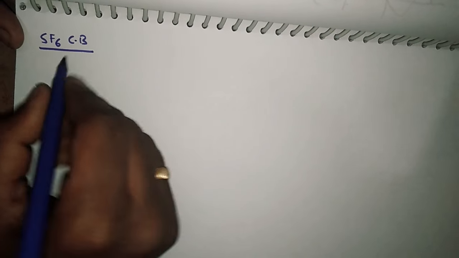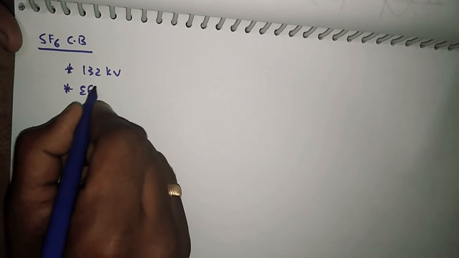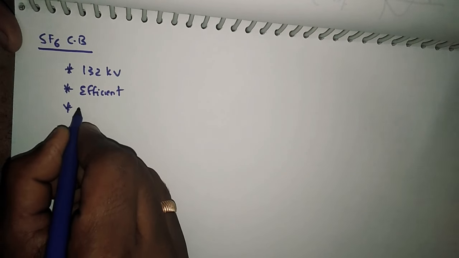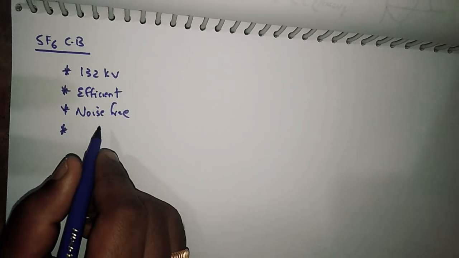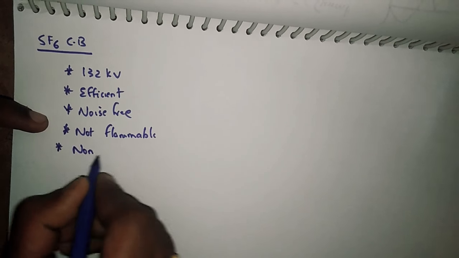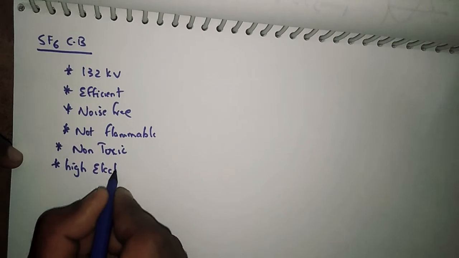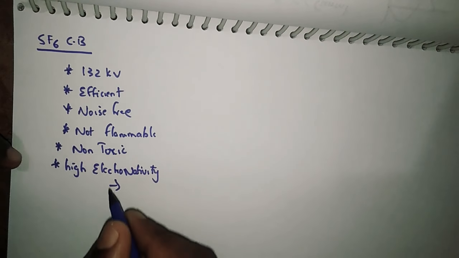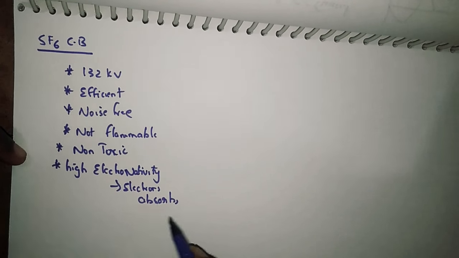Okay, so next we are going for sulfur hexafluoride circuit breakers, SF6. So these are used up to 132 kV. So these are efficient and noise free. SF6 is not flammable, and it is non-toxic. So it actually has high electronegativity. Electronegativity is nothing but the capability of absorbing electrons.